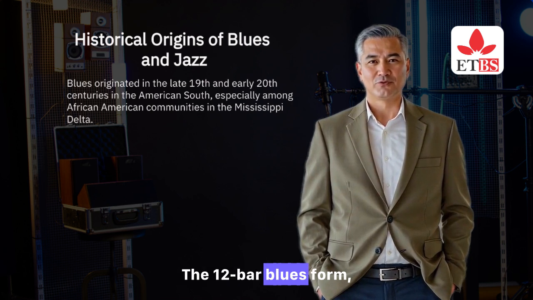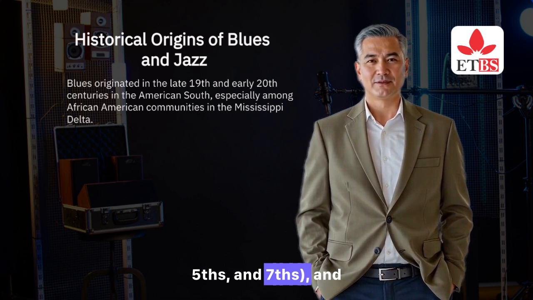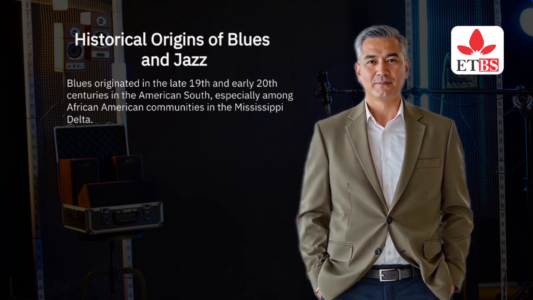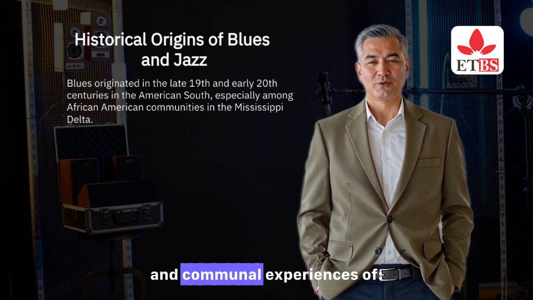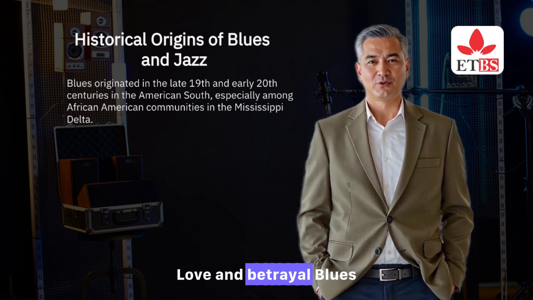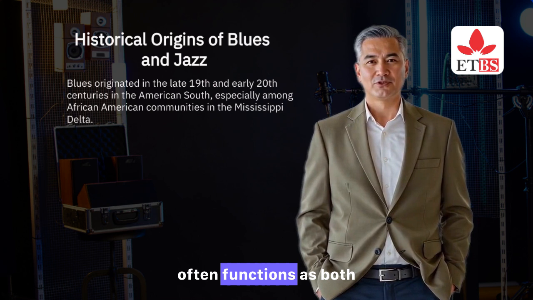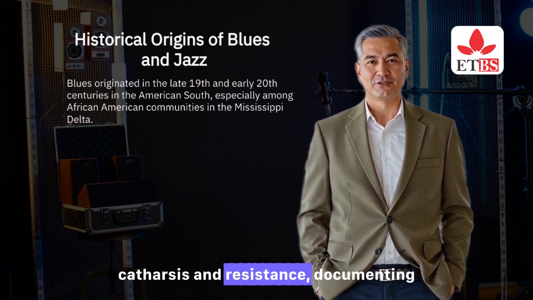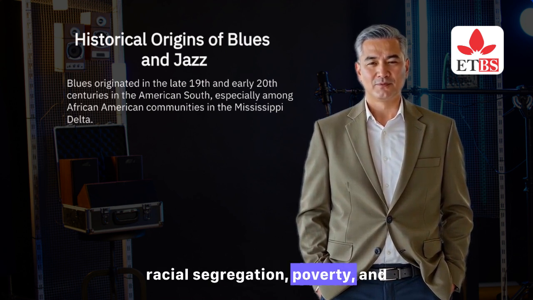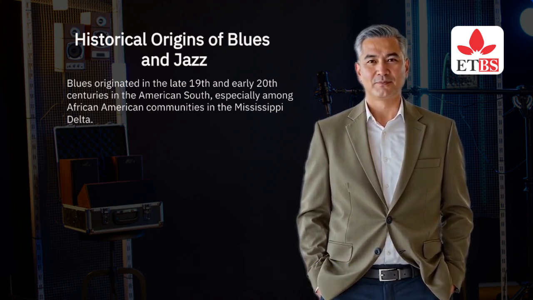The 12-bar blues form, blue notes, flattened thirds, fifths, and sevenths, and emotionally raw lyrics define its sonic identity. It speaks to personal and communal experiences of pain, hope, survival, longing, love, and betrayal. Blues often functions as both catharsis and resistance, documenting the Black experience under racial segregation, poverty, and disenfranchisement.